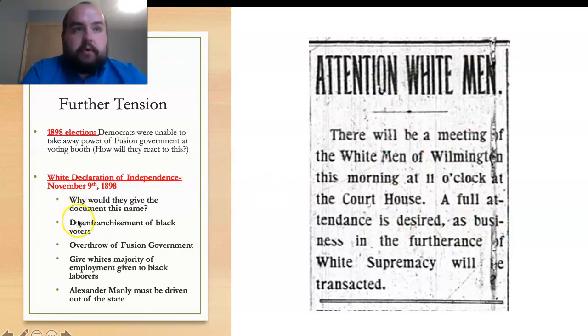Some of the things this called for were the disenfranchisement of black voters, the overthrow of the fusion government, and giving whites the majority of employment that black laborers currently had. And again, to show the importance of that editorial, Alexander Manley specifically had to be driven out of the state. Now, before I move on, why do you think they would give this document its name?